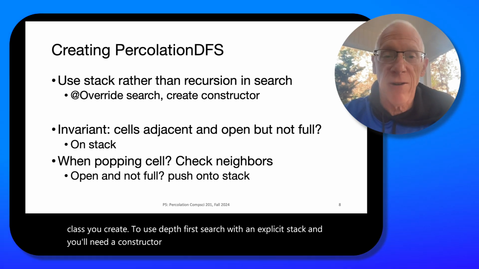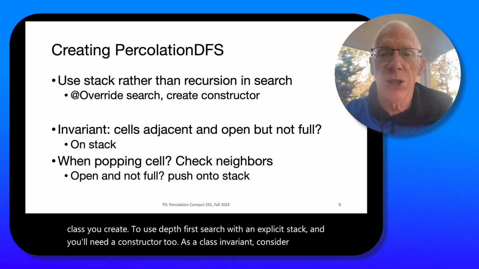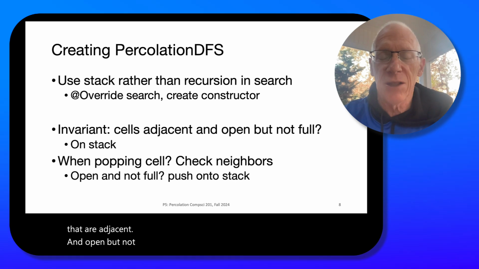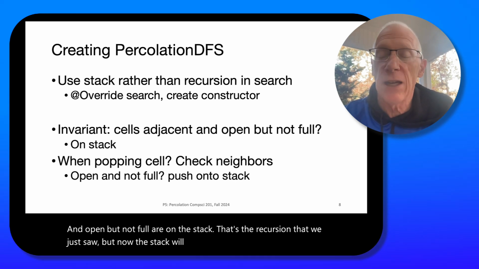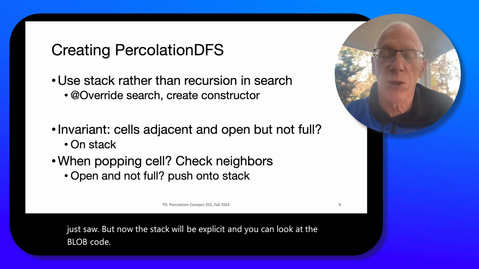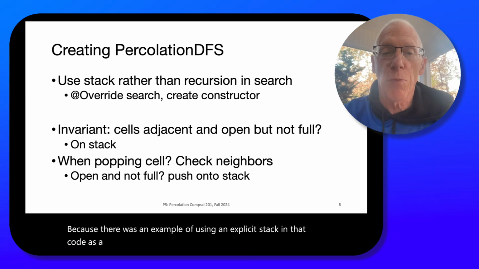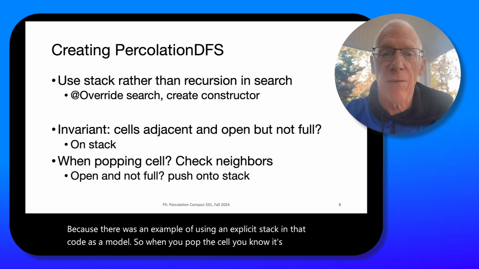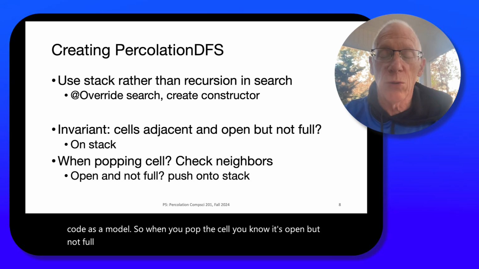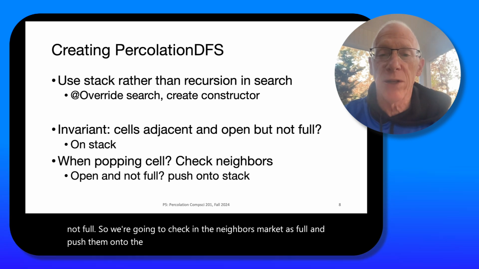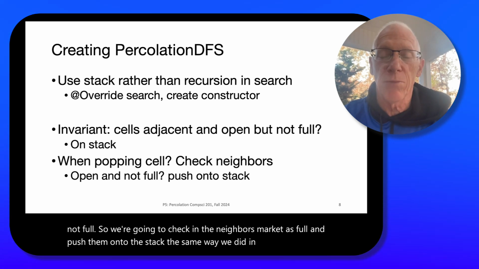As a class invariant, consider that cells that are adjacent and open but not full are on the stack. That's the recursion that we just saw, but now the stack will be explicit. And you can look at the blob code, because there was an example of using an explicit stack in that code as a model. So when you pop the cell, you know it's open but not full. So we're going to check in the neighbors, mark it as full, and push them onto the stack, the same way we did in the previous search method that was recursive.